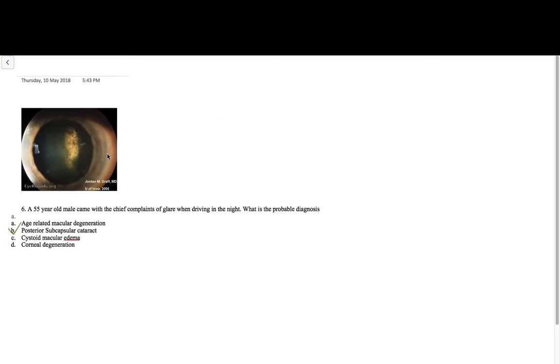Now this is a figure of posterior subcapsular cataract. Can you see the opacity here? So this is basically a slit lamp examination that we are doing, and in our slit lamp examination what we find is that, let's say this is the lens. Okay, this is a crystalline lens, this is the anterior capsule, and this is a posterior capsule.